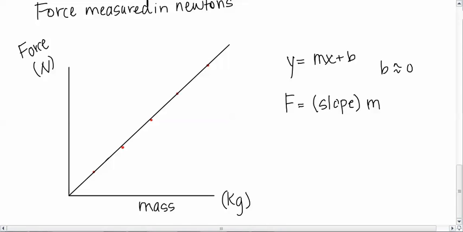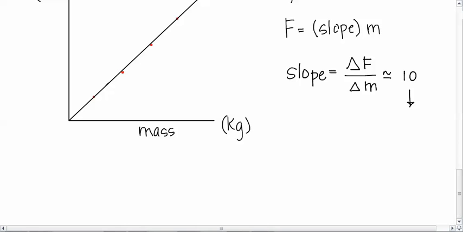Now with your calculator, you should be able to set up a linear regression of this data, and hopefully your slope value, and just to remind you, slope is rise over run, so in this case it would be the change in the force, because that's on the y-axis, over the change in the mass, and hopefully you get a number that's about 10. Now that is a very special number, and that's how we're going to define what weight is.